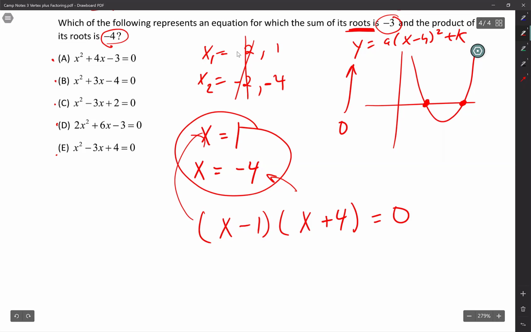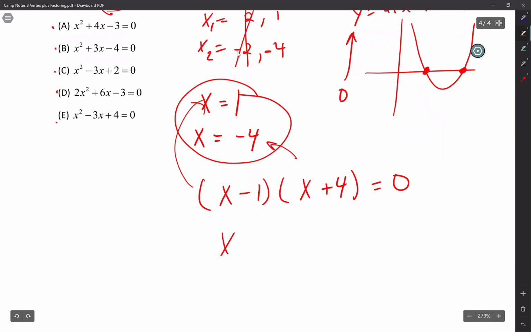All right, all you have to do now is FOIL this. x times x is x squared. x times 4 is 4x, and negative 1 times x is negative x, so it's going to be a plus 3x. Then negative 1 times a positive 4 is a negative 4, equals 0. Then all you do is match it. Which one is it? x squared plus 3x minus 4. Here we go. Letter B.